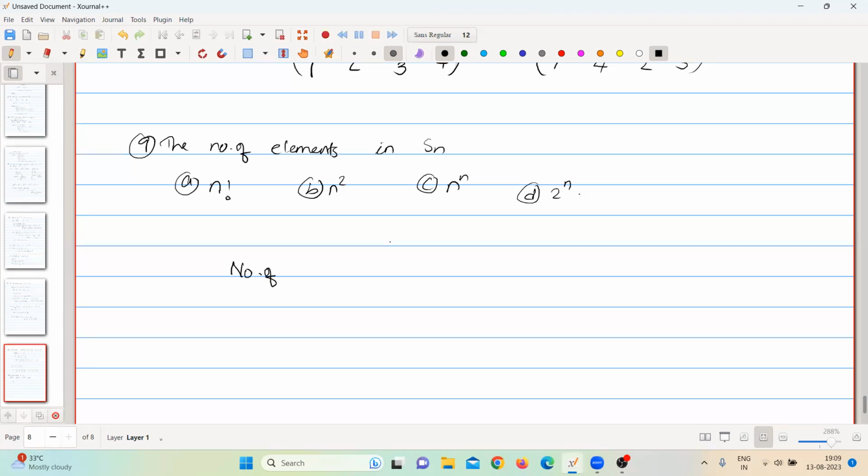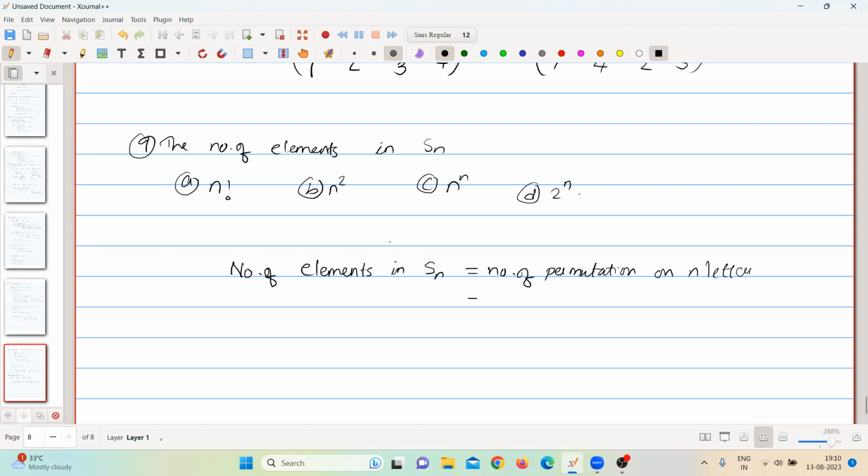Okay, let us see the number of elements in Sn. So Sn contains all the permutations, right? So the number of elements in Sn means the number of permutations on n letters. So Sn is the collection of all permutations. So if you want to find the number, we need to count all the permutations on n letters.